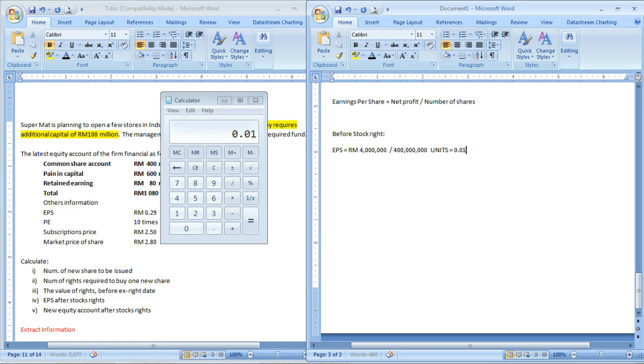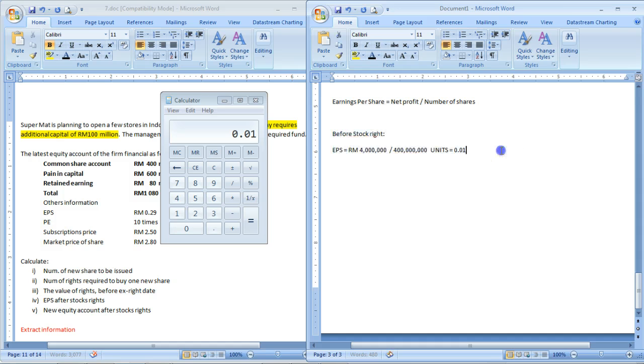So your profit is 4 million divided by 400 million units of shares. Earning per share is 0.01 per share.